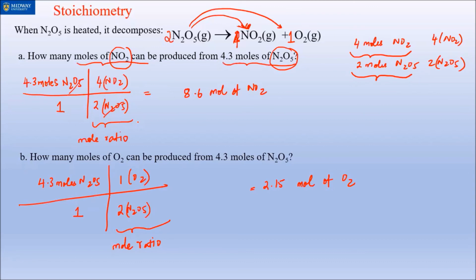Now, you would always have a problem if you don't write it the way I'm doing, like moles of N2O5. You just write 4.3 over 1. If you're one of those people that is struggling, then you're only going to add more fuel to the fire, meaning you're only going to increase your pain of not understanding the material. So this is how you do mole ratio.